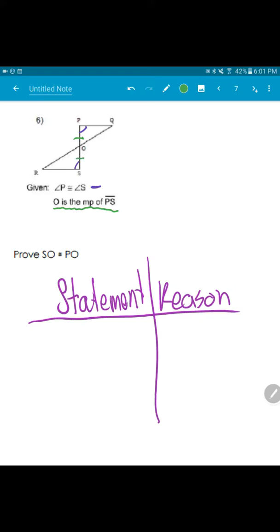Now, before we get any further, Mr. Katz made a little boo-boo here, and he's made it prove SO is congruent to PO. That's actually given from the midpoint. So we're going to actually prove here that angle R is congruent to angle Q.